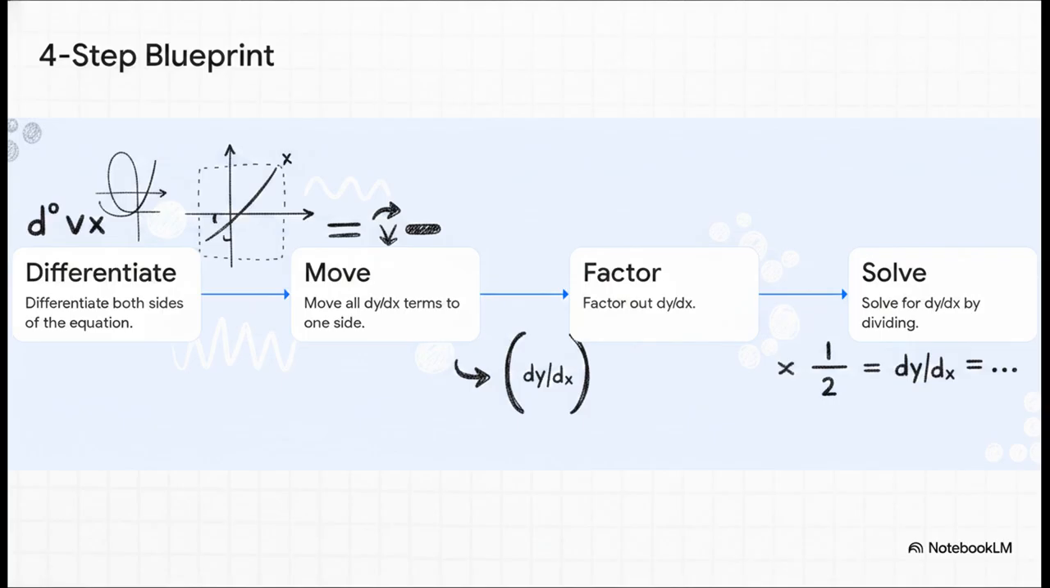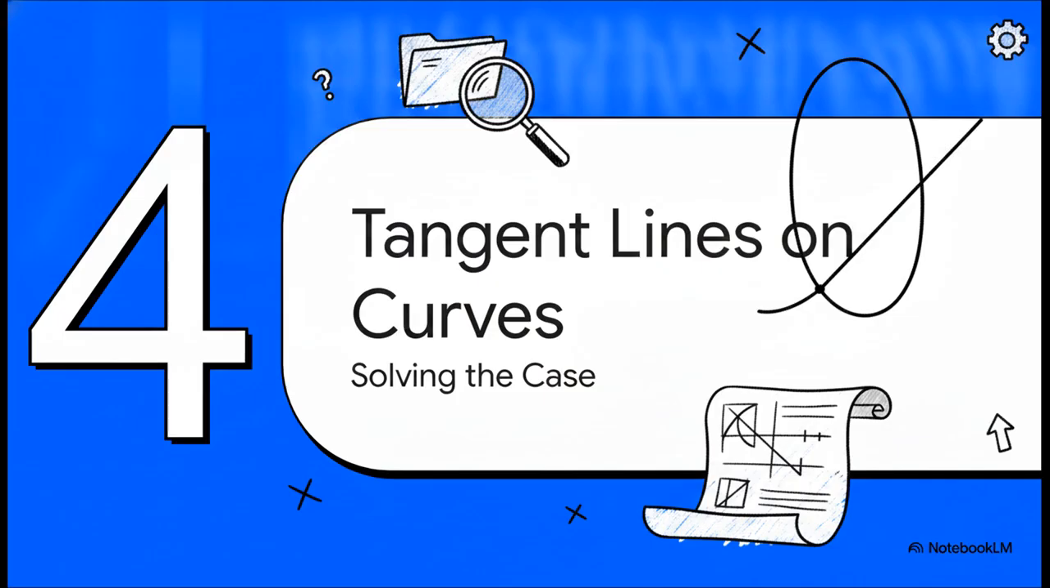Step 3. Factor. Because all the terms on one side now share a dy over dx, you factor it out like a common multiplier. And step 4. Solve. Divide both sides by the remaining algebraic expression to get dy over dx completely by itself. It really is that simple. Differentiate, move, factor, solve. Let's look at section 4, tangent lines on curves.